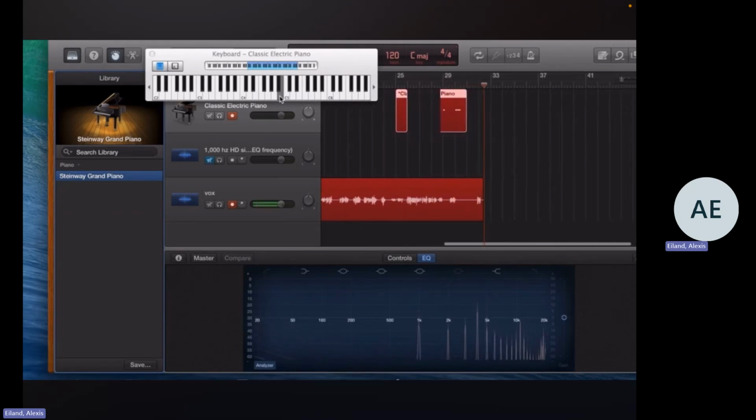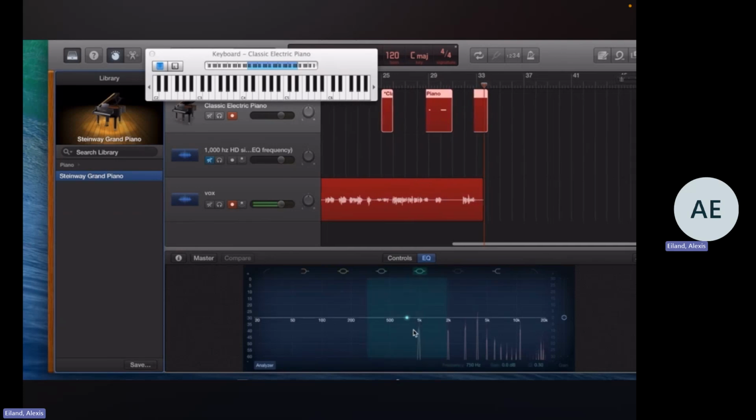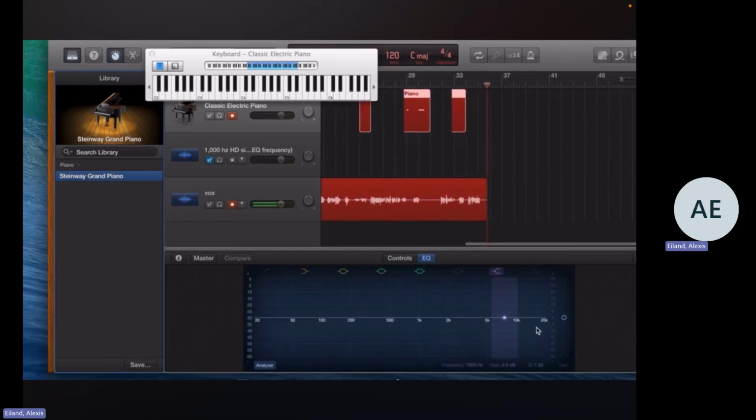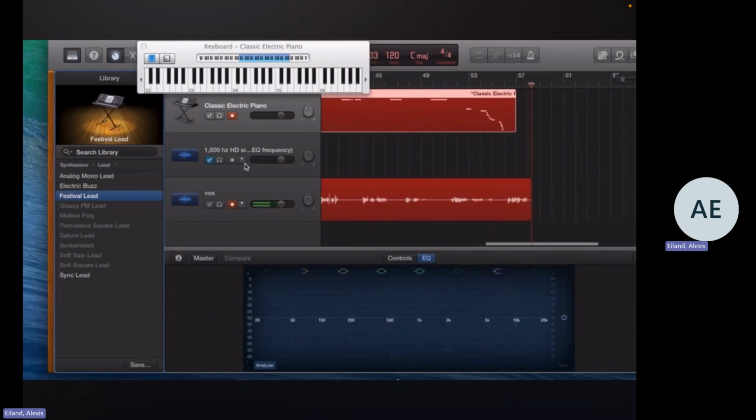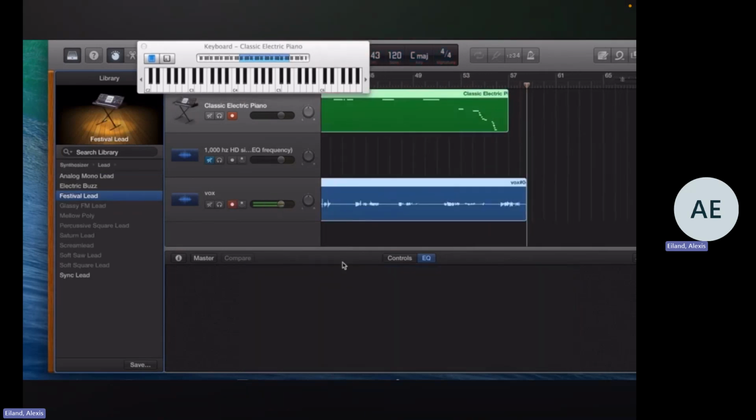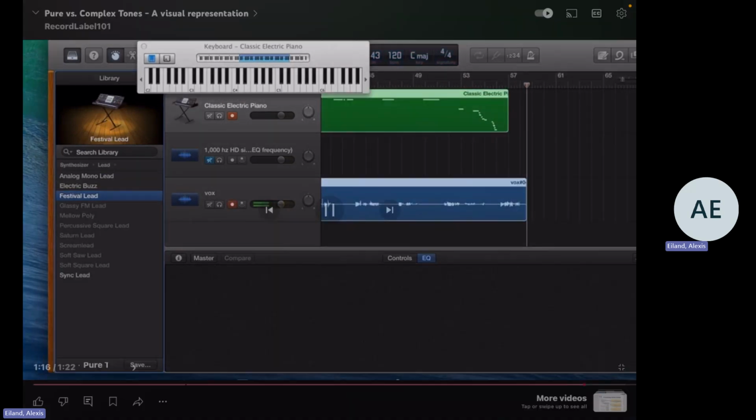As you can see, this tone has several frequencies present. Specifically, 1000 hertz is the lowest of them, but then it has a bunch of other ones as well. So that's an example of a complex tone.